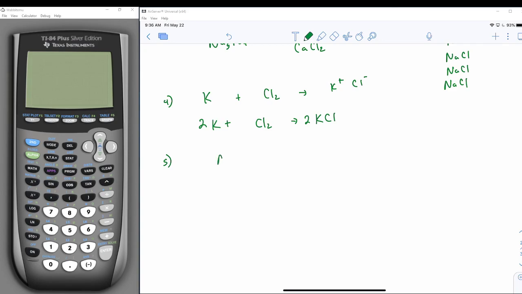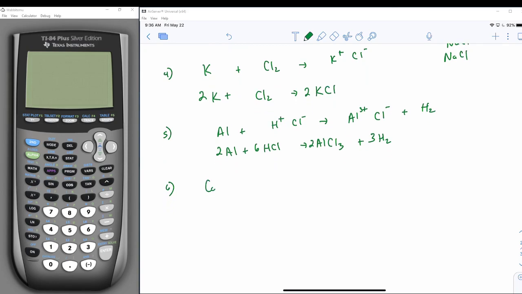5. Aluminum plus hydrochloric acid, which is H+ and Cl−, yields aluminum chloride, which is Al3+ and Cl−, plus hydrogen gas. So this is Al plus HCl yields AlCl3 plus H2. So we end up having to balance it as such.